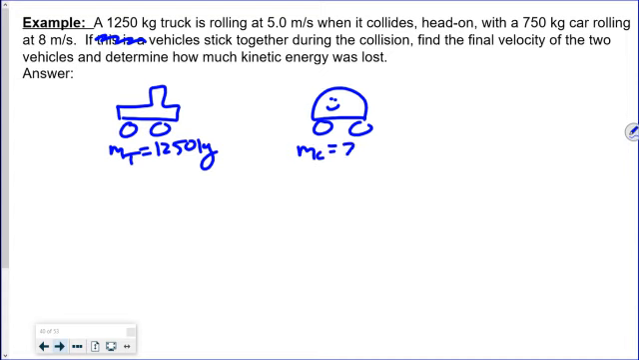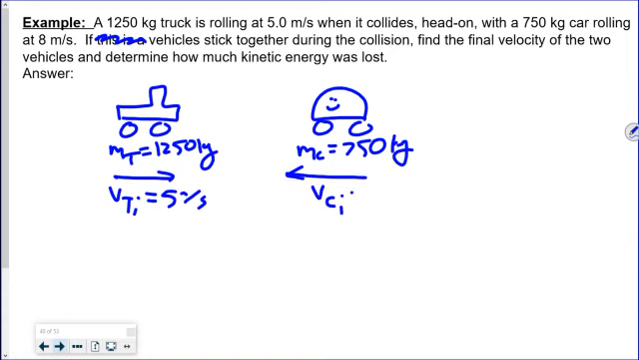Mass of car is 750 kilograms. All right, let's see. The velocity of the truck initially is 5 meters a second. The velocity of the car initially is negative 8 meters per second. Please watch your signs. All right, and then after the collision, I don't know the velocities.